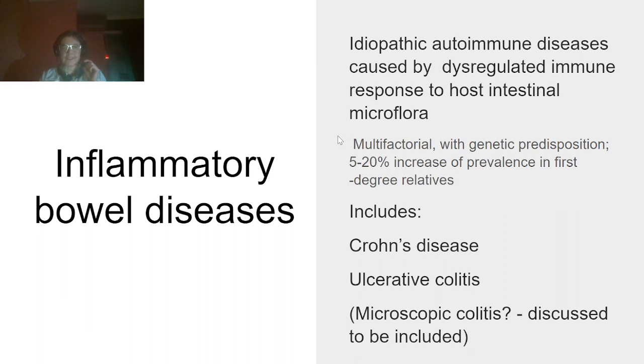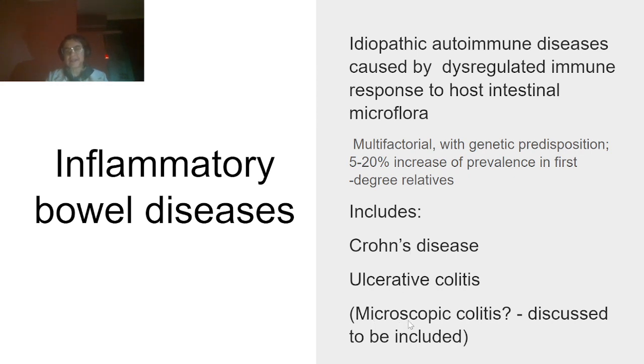Dear students, today we are discussing the inflammatory bowel diseases, the idiopathic autoimmune diseases of the intestine caused by the dysregulated immune response to host intestinal microflora. These diseases are multifactorial, with genetic predisposition which is manifested clinically by a 5 to 20% increase of prevalence in first-degree relatives. These diseases include Crohn's disease and ulcerative colitis.